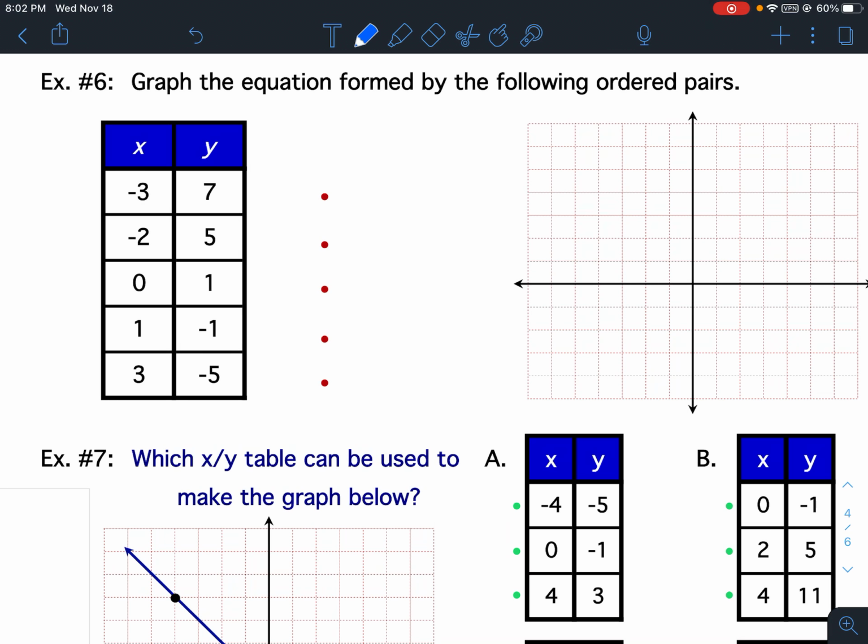The coordinate plane pre-6 lesson notes. Example number 6. Graph the equation formed by the following ordered pairs. So example 6 is just like example 5. Take a moment, go ahead and graph those points on your own. Please make sure that they all fall along the same line. If any one of them do not, that means you did something wrong.